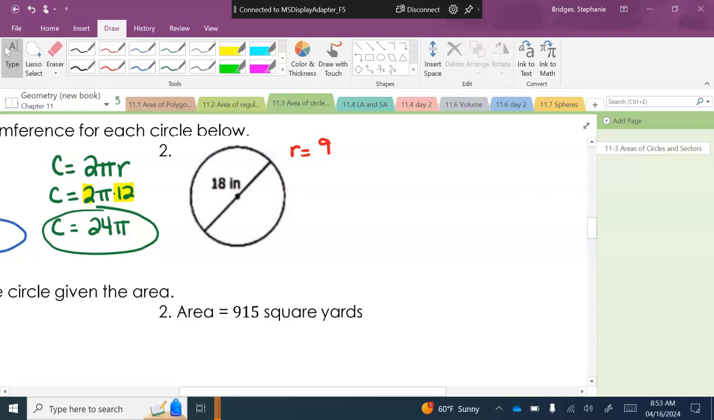Either one, because you have the diameter or the radius, so it doesn't matter which one you use. You should get the same thing. If that's what you're used to, then yeah. Okay.